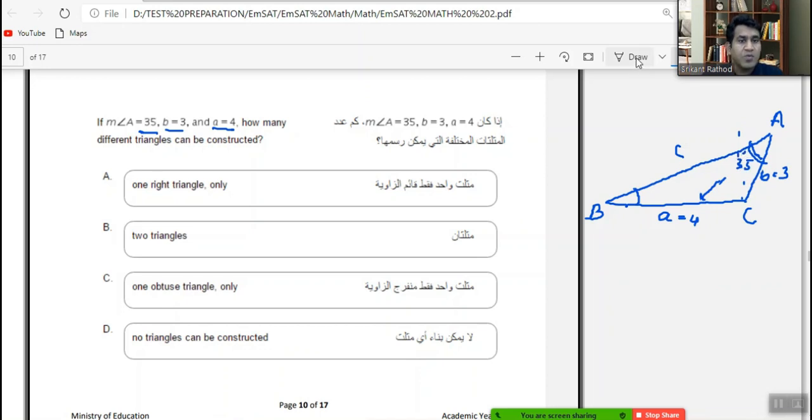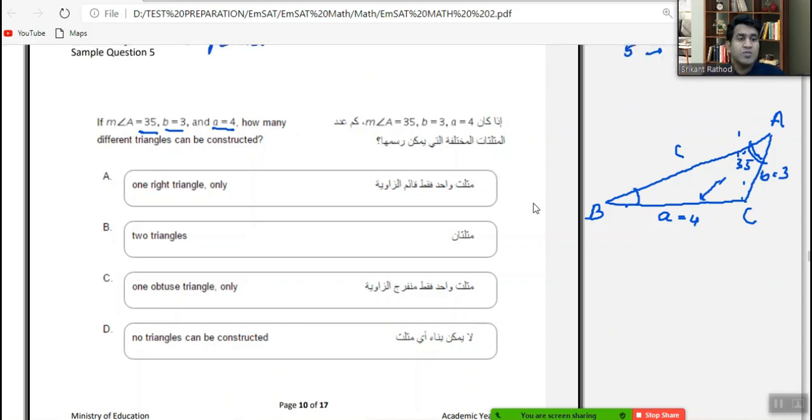Now tell me which type of triangle it looks like. This is just an approximate figure, it's not accurate. The first option says right triangle. Right triangle means one of the angles should be equal to 90 degrees. We know only 35, and the other two angles are not 90 degrees. So this is not a right triangle. Now, two triangles: I can't draw two triangles here because they have given the specifications for only one triangle. So B is also not correct.